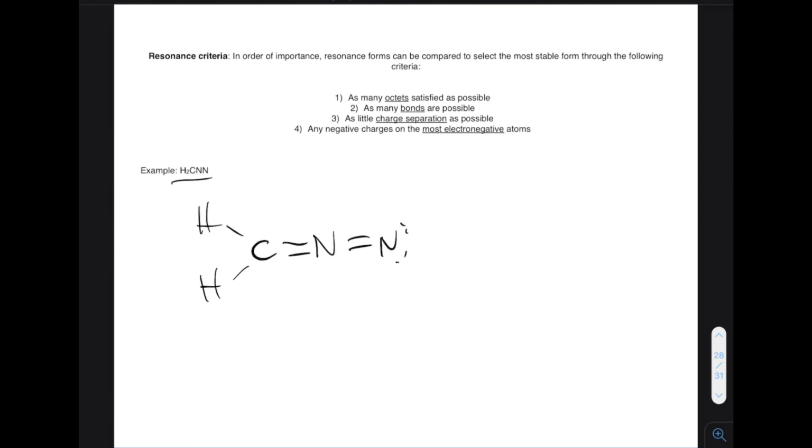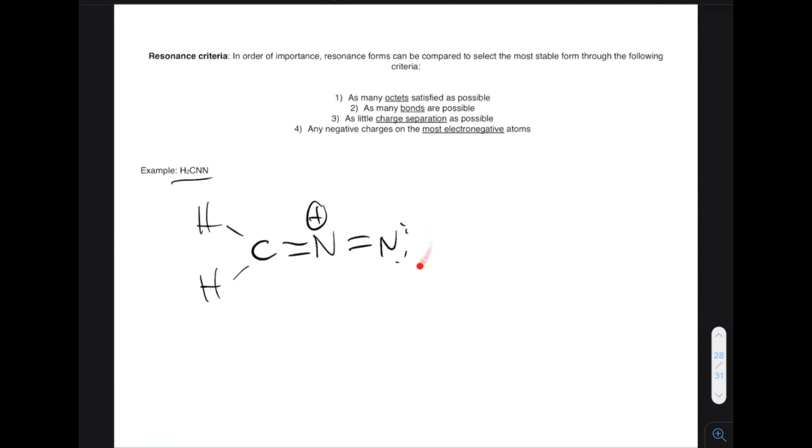And with this last nitrogen here, it also has a +1 charge, right? Because it has 4 bonds, no lone pairs. It's neutral with 5 electrons, and there are quote-unquote 4 around it that it owns, so it has a formal charge of +1.